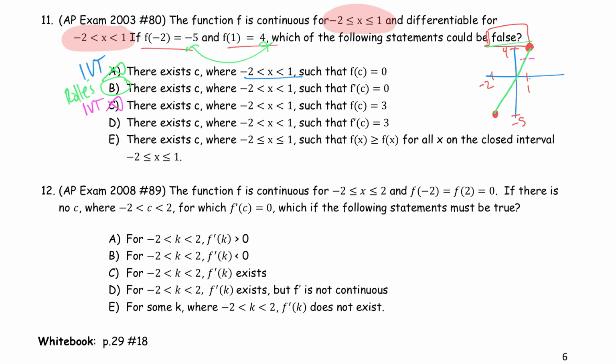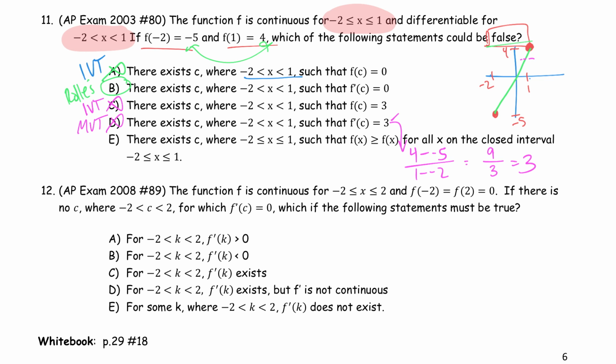Option D, do we know that the derivative must be 3 somewhere between negative 2 and 1? This one feels more like a mean value theorem, but we're going to have to check this one because that one actually has some work involved. So let's see the average rate of change, right? So if we have our two y values, 4 minus negative 5, over 1 minus negative 2, that's going to give us 9 over 3. That is 3. Okay, so that means that that one's true. That's that mean value theorem. That one's out. That one was kind of tricky. But because the derivative wasn't 0, that's what kind of told me, let's check the mean value theorem here.